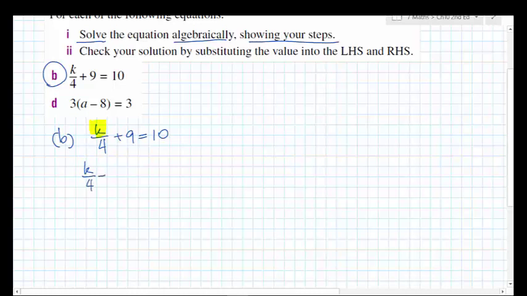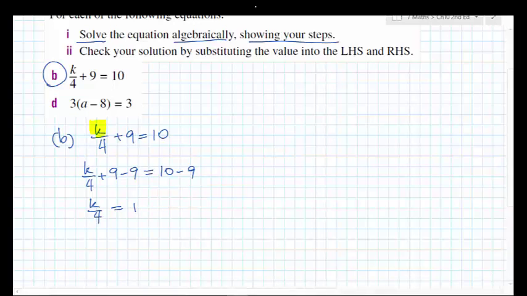So I have k on 4 plus 9, take 9, equals 10 take 9. I've taken this 9 from both sides, so it's still equal. What I then need to do is think that I've got k on 4, and positive 9 take 9 gives me 0, so I don't need to put anything there, equals 10 take 9, and 10 take 9 is 1.